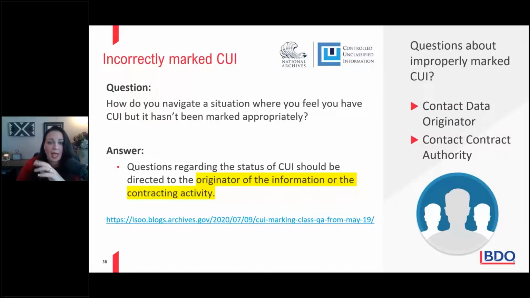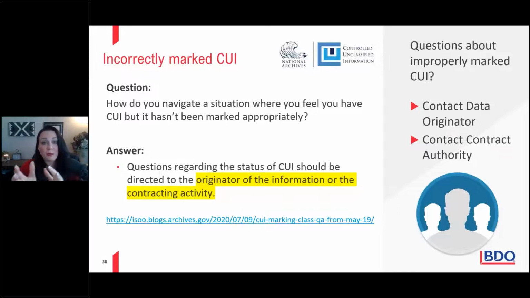Incorrectly marked CUI. How do you navigate a situation where you feel you have received CUI, but it hasn't been marked appropriately? The answer is always going to be go back to the data originator. So the data originator that stamped it CUI is going to be the one responsible for many things: classifying it correctly, answering questions on it, decontrolling it, destroying it, making it publicly releasable, all of these things. And it only goes back to the data originator.